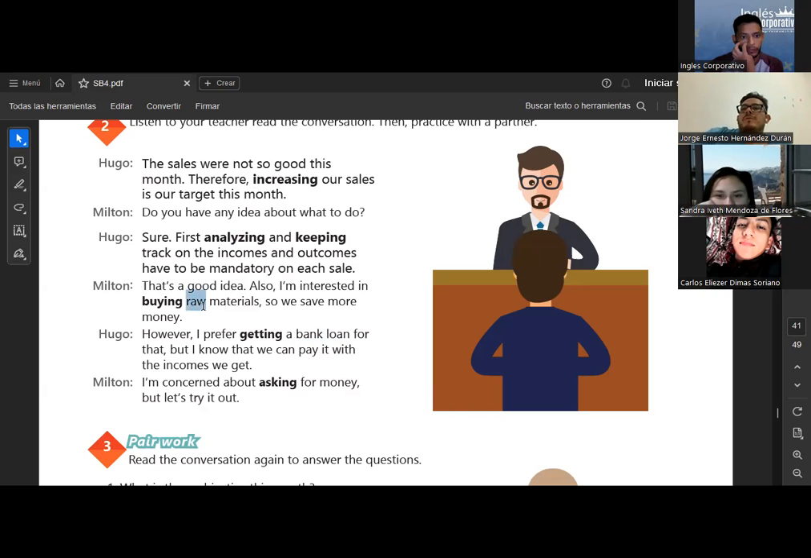Raw material. También en este caso es materia prima, pero en otro contexto puede ser crudo. Like raw food, comida cruda, en otro, que venden en restaurantes, not good. You don't like the beach. Raw food, no. I don't like raw food. Raw meat, no. Carne cruda, no. All right, more questions?